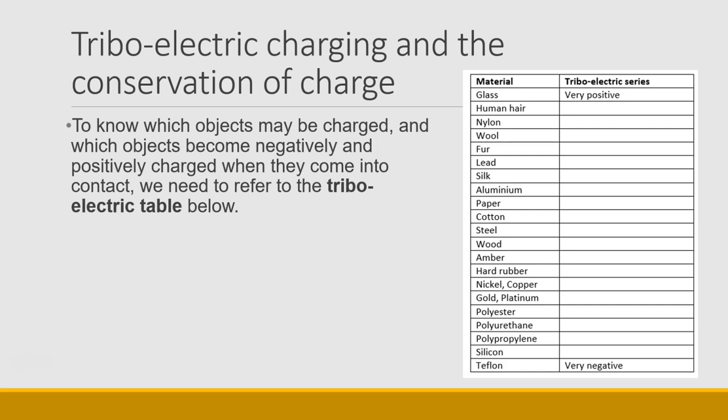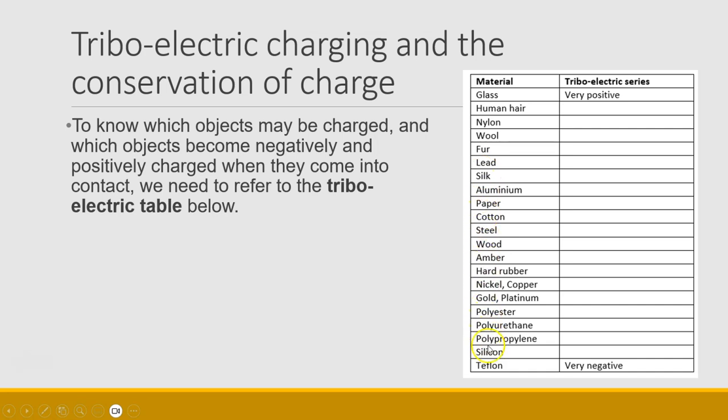Now, let's come back to this question. When it comes to objects that can get charged, how do we know which objects can be charged, which objects can't be charged, and of the objects that can be charged, which objects gain electrons and which objects lose electrons? In order to know this, we need to refer to this tribo-electric table over here. This tribo-electric table was created by scientists, and it lists materials in order from very positive to very negative.